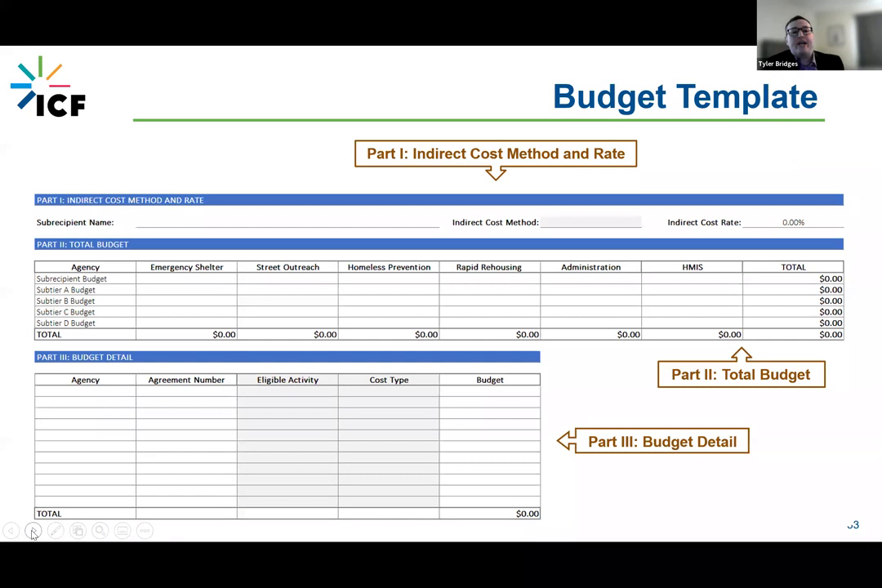Okay, so now we're going to discuss how to complete the budget template step by step. Again, this information is necessary in order to determine the amount of ESG-CV funds your agency can set aside or budget for indirect costs, and is based on the requirements we reviewed during the first part of this training. There are 3 parts to the budget template. The first part is your agency's indirect cost method and rate. The second part is your agency's total budget set aside for your agency and its subrecipients. And the third part is the budget detail, which will allow your agency and HCD to calculate modified total direct costs subject to your agency's indirect cost rate.